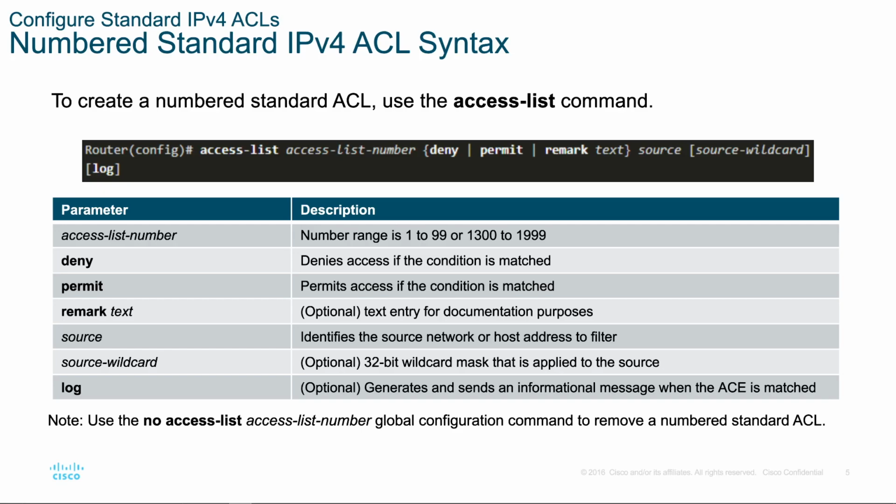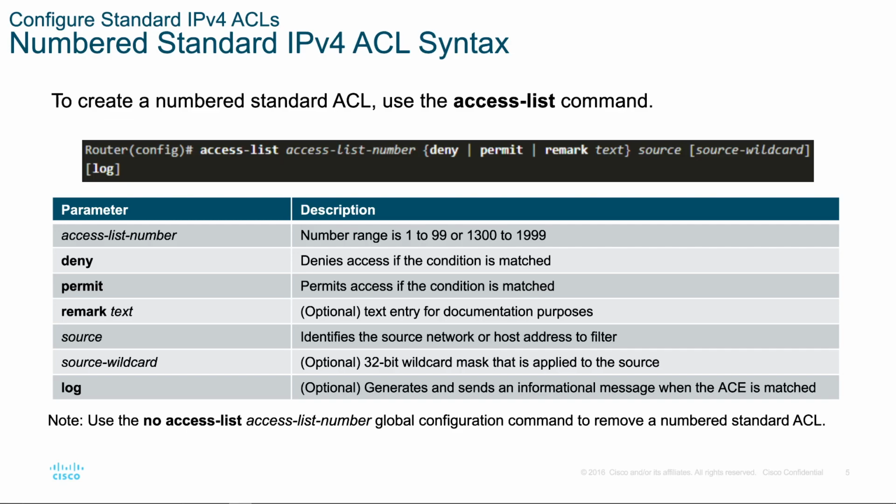Following that, if you're doing a permit or deny statement, you put the source and the source wildcard. So as we're doing standard ACLs, basically doing 1 to 99, and then the extended range is 1300 to 1999. The other optional keyword here is log, which generates an informational message to a syslog server if you wish, whenever that particular line is matched.